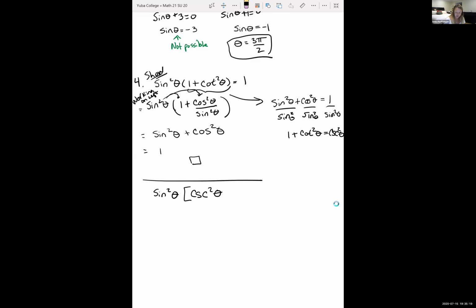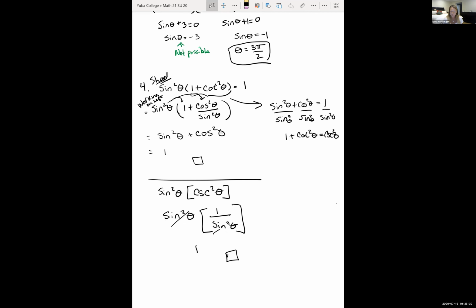times the sine squared theta out front. And then you would have rewritten cosecant squared theta as 1 over sine squared theta. Those cancel, giving you 1. So that does work too. So there's multiple ways that you can approach some of these showings, and it depends on which identities you chose to use or how to do it. So yeah, give yourself full credit. Good job.